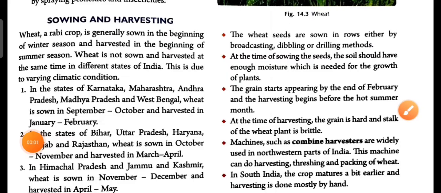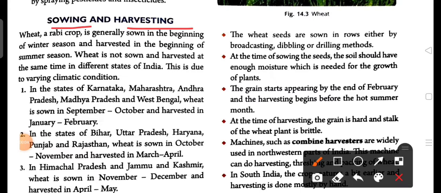Now we learn about the sowing and the harvesting period of wheat. Sowing means scattering of seed and harvesting means collecting of the crops. We previously know that wheat is a rabi crop. Rabi crop means which are sown in the beginning of winter and harvested in the beginning of summer season.